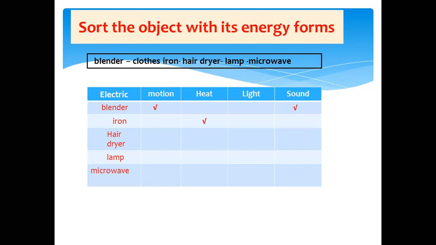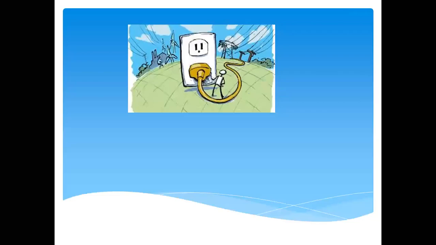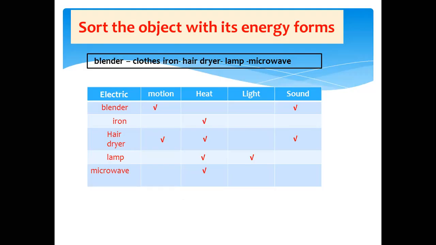Iron, the iron. Heat energy. Hair dryer, it shows motion, heat energy, and sound. Lamp, heat and light. If we keep the lamp on for a while and we touch it, we can feel heat. Microwave, heat. Only heat? Sometimes it gives light, others motion. The microwave spins from inside.